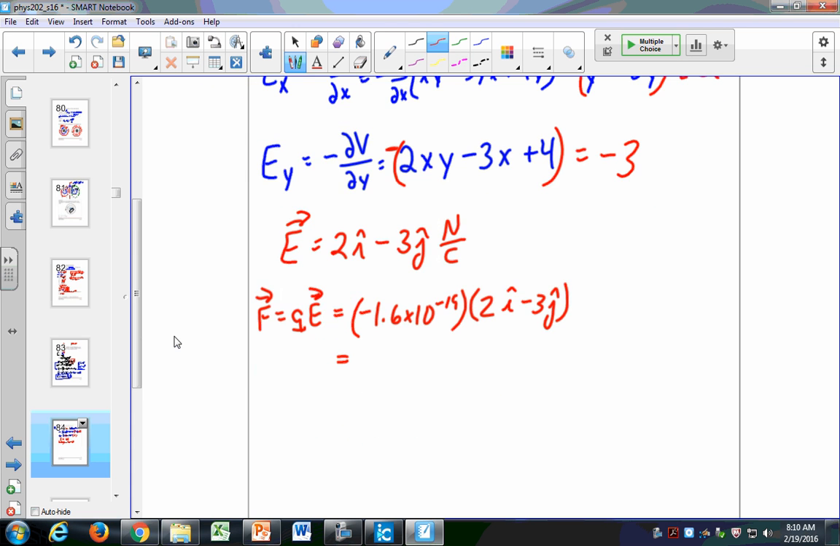And so it's going to be negative 3.2 times 10 to the minus 19 I plus 4.8 times 10 to the minus 19 J, and that's in newtons. And then you could go further and find the magnitude and direction.